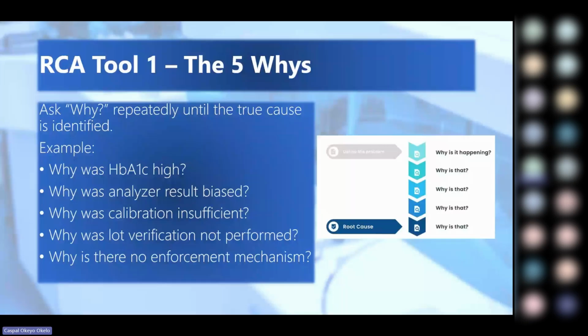Why is it happening? Why is that? Why is that? Until you reach the root cause. So you notice something critical: the root cause will not end up at technologist error. It will always end up, by the fifth why, at the system gap that structured questioning will have forced you to go to. So without depth, you are just going to fix symptoms. But with depth, you'll realize that you are going to fix systems.